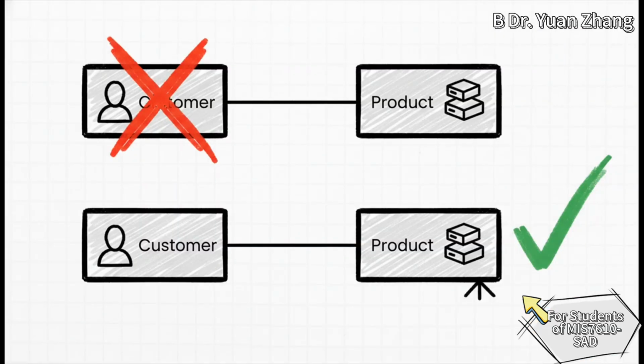Here's another super common mistake alert: putting the many symbol, that crow's foot, on the wrong side of the line. The trick is to always read the relationship out loud from both directions to check your logic. For example, if one customer can have many orders, the many symbol goes next to orders. If it makes sense both ways, you've probably got it right.